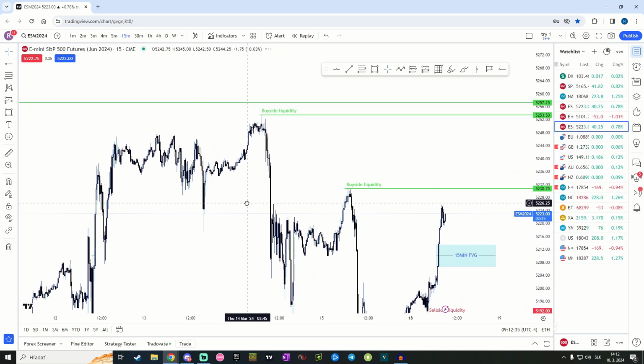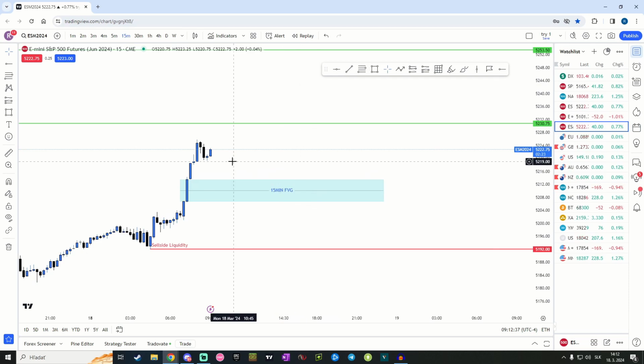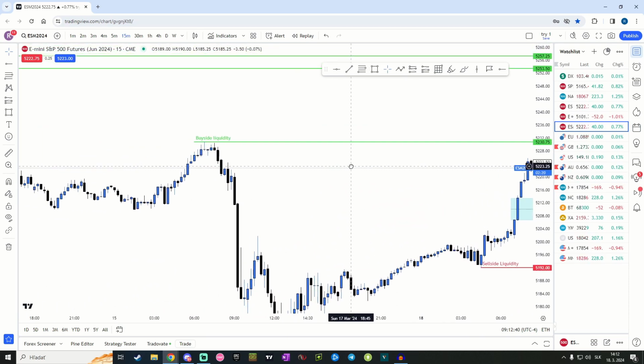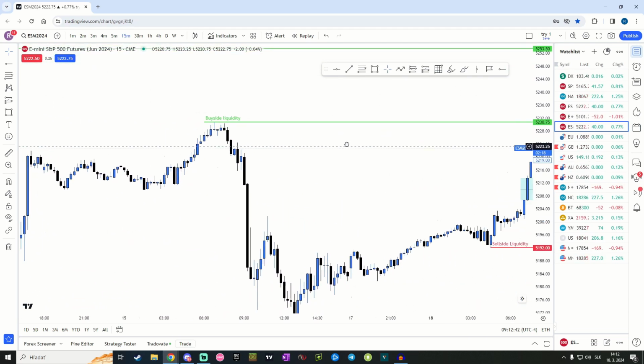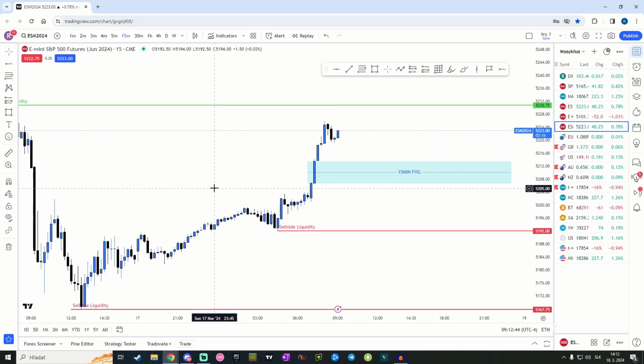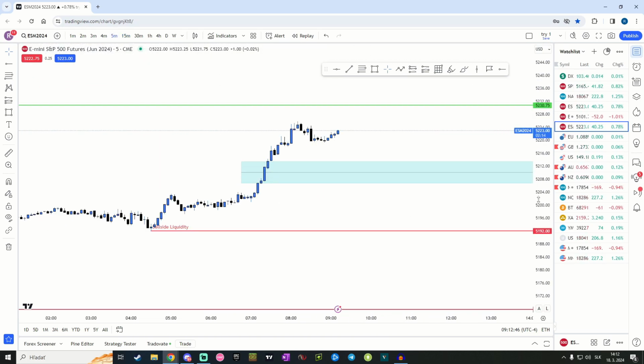But I think we might be seeing higher prices today. Maybe once it sweeps the buy side, it might slow down. Maybe retrace lower, we will see. But for now, this is all that I can see.